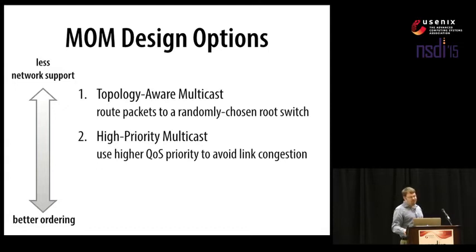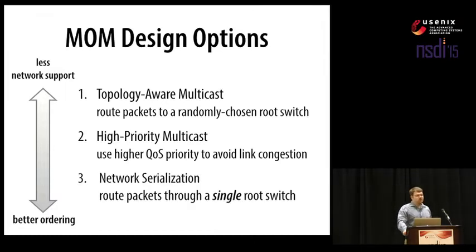And finally, our third option is called network serialization, which is to say we're routing all packets through a single root switch. And this requires additional support from the network controller to designate this switch, to replace the switch during failures, and to handle load balancing. But it can ensure that packets are never going to be reordered except when they are lost, say in the event of failures. And this gives us a best effort ordering property that's going to be very strong in practice.